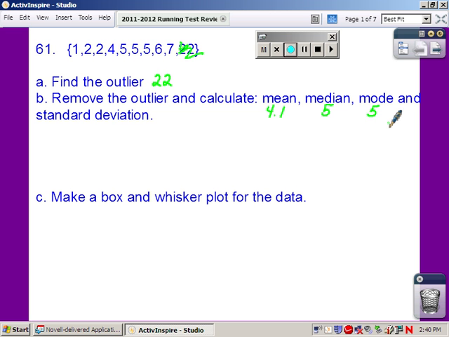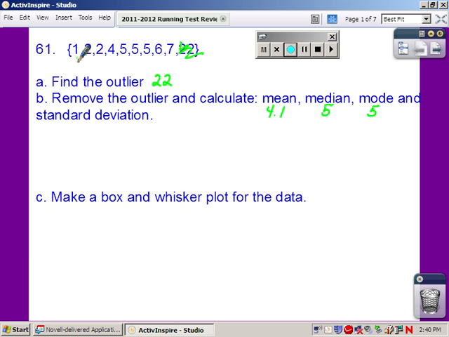So standard deviation is the one that takes a little bit of work, but it's also probably the most important statistics tool you can use. It tells you how good the median really, or the mean, really is. So the first thing you're going to do is take all of these numbers and find out how far off they are from the mean.